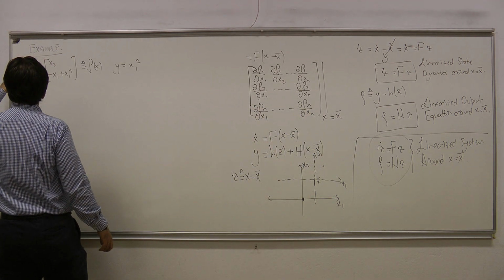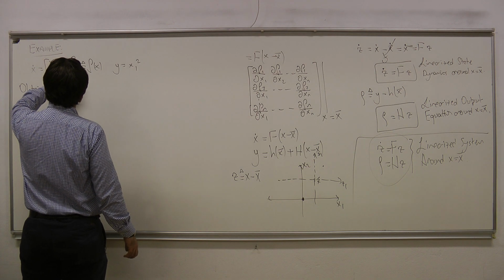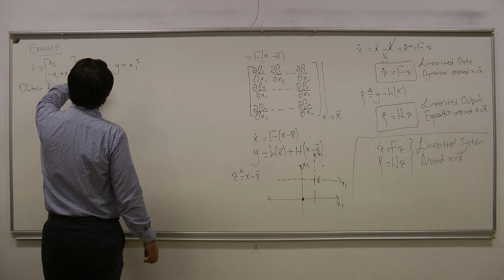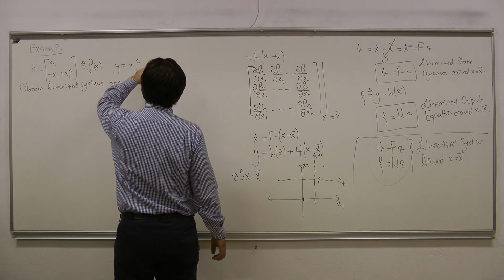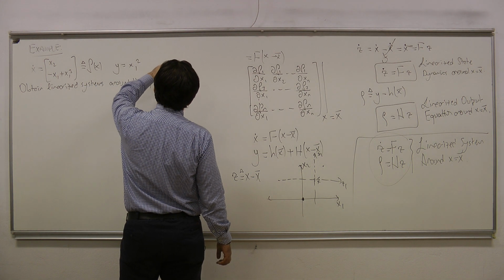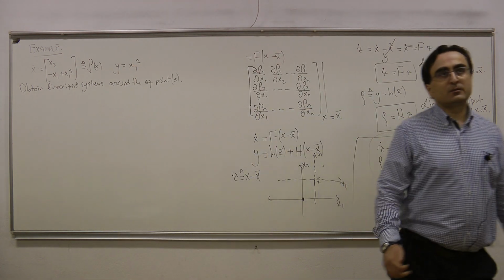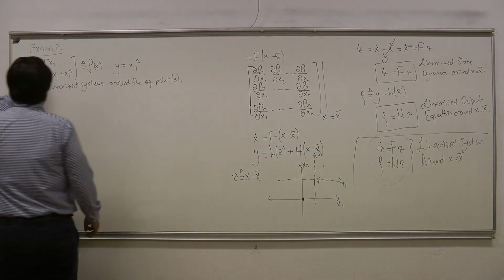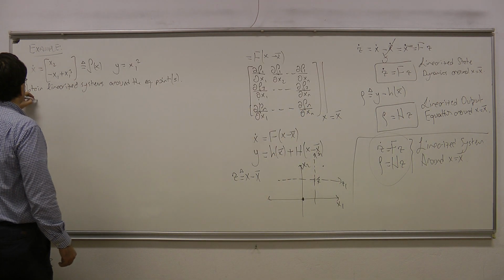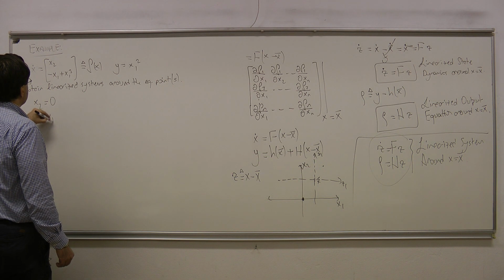Obtain linearized systems around the equilibrium points. So the first thing that I'm going to do is to calculate the equilibrium points of this system. Now, I will equate the right-hand side to 0 here: x2 equals 0, and minus x1 plus x1 cube equals 0.